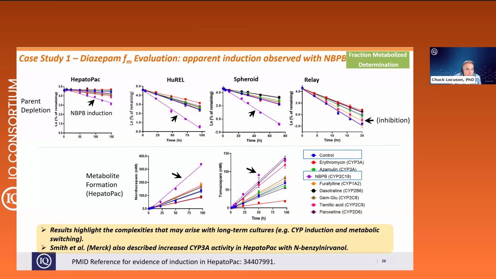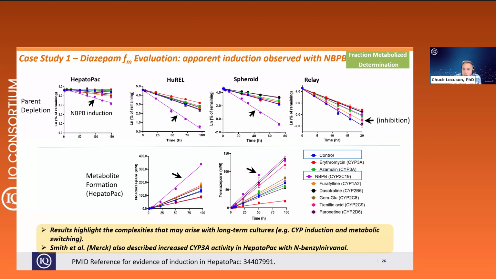And in addition to confirm what we were seeing here, using HepatoPac as an example, in the 2 plots on the lower half of the slide, the metabolite formations of nordiazepam and temazepam were also increased versus the control. And so we think this is a CYP induction effect because it was only found in the long-term incubations, and because as Ting described, we knew that this 2C19 inhibitor is a PXR activator, although there's almost nothing published on that. So I think that's interesting.